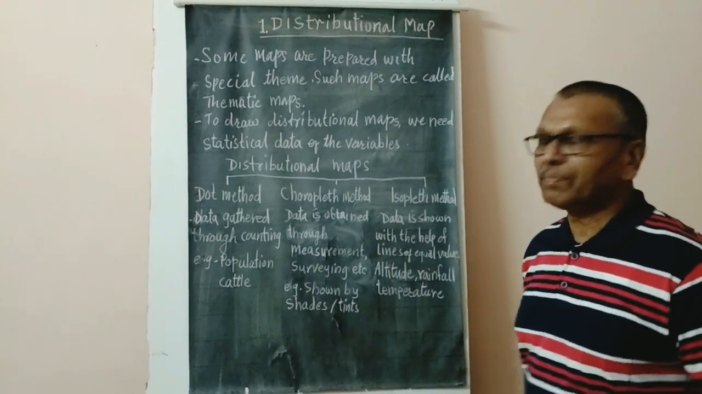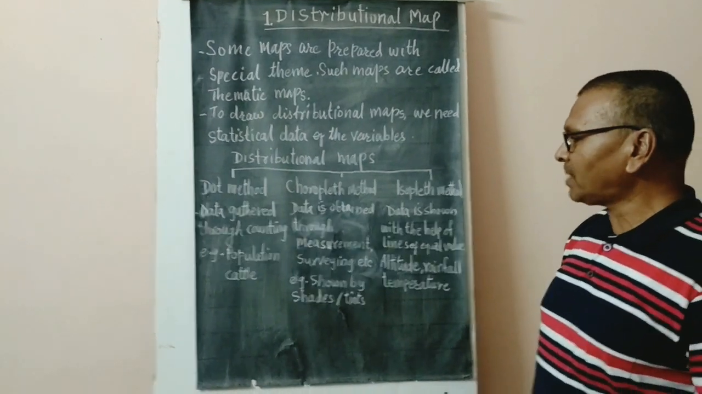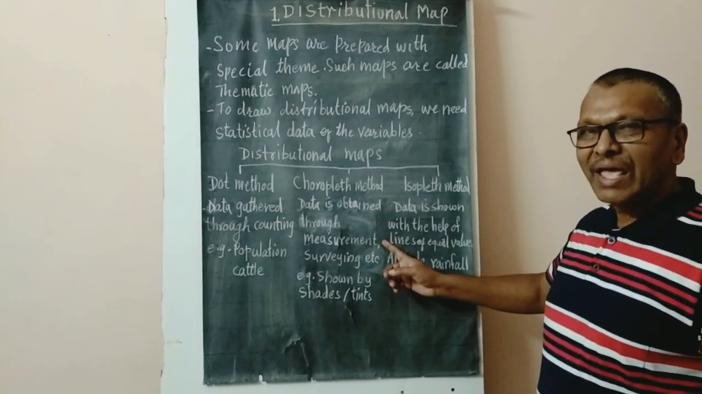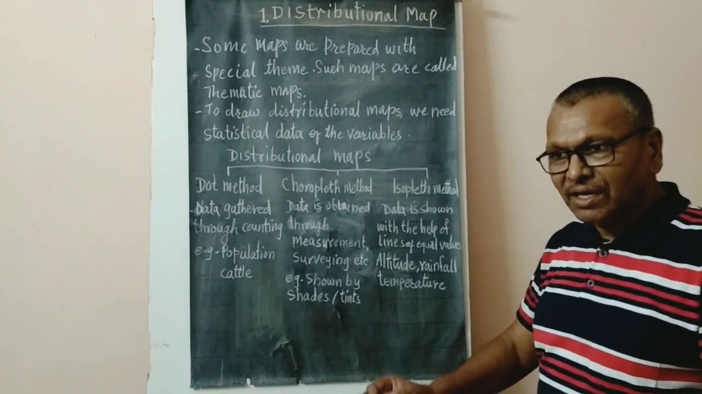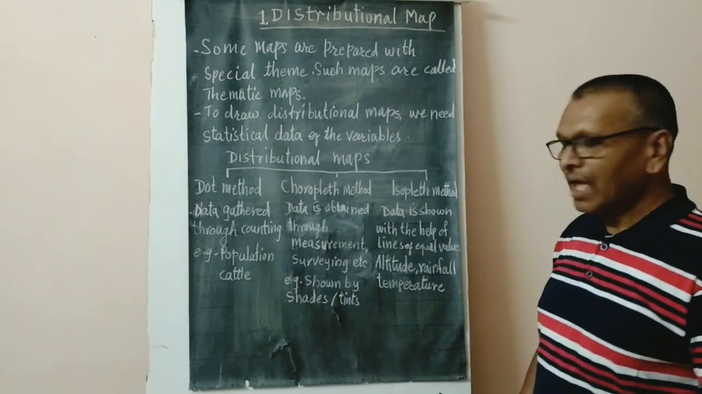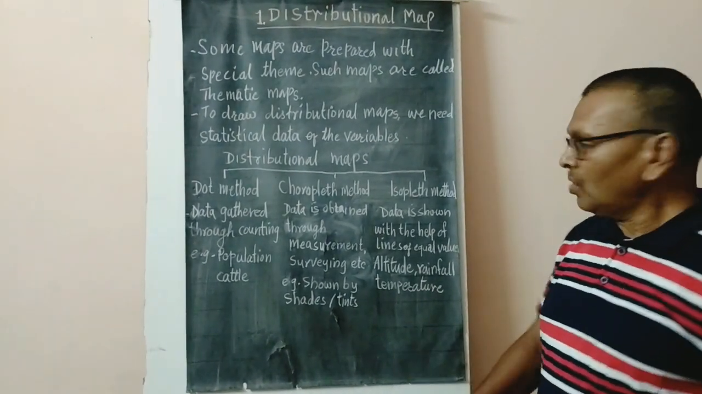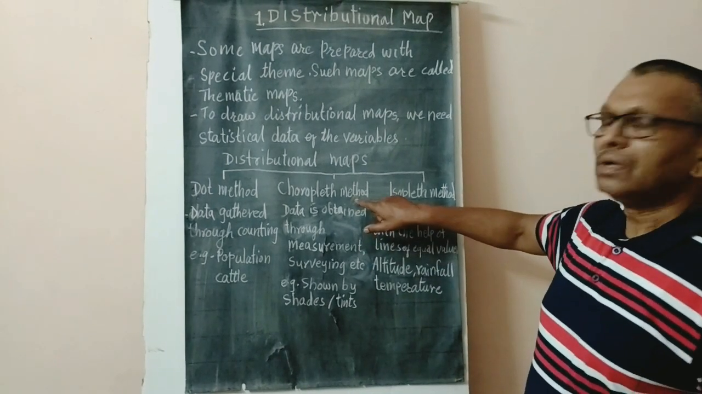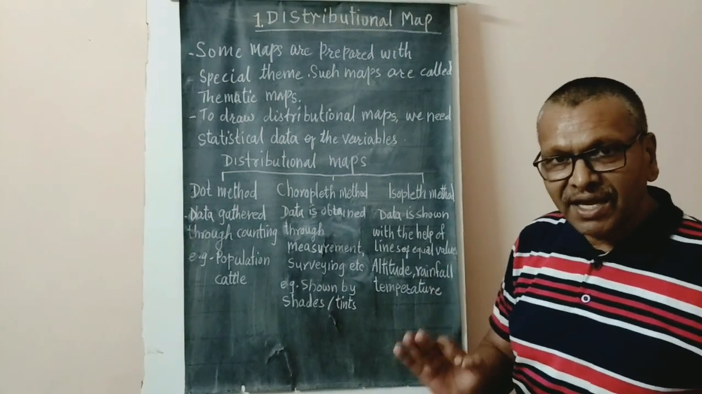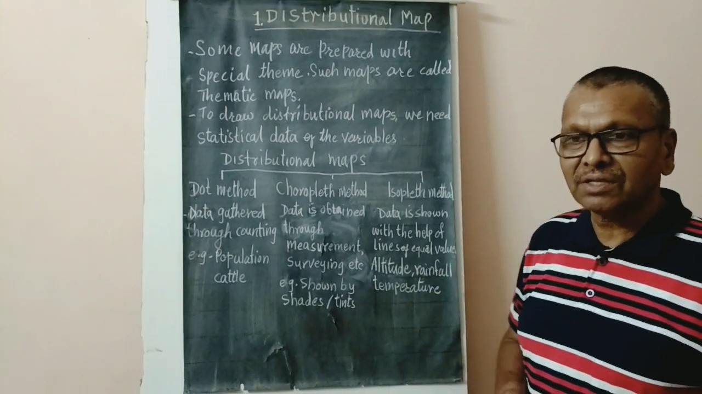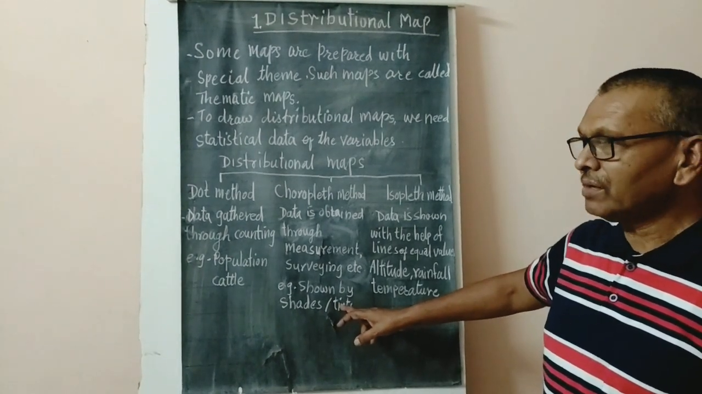In the choropleth method, data is obtained through measurement and surveying. So literally the survey is done, measurement is done, and then the map is drawn. So the choropleth method uses the tint or the shades of different colors. So in this way, a choropleth map is drawn.